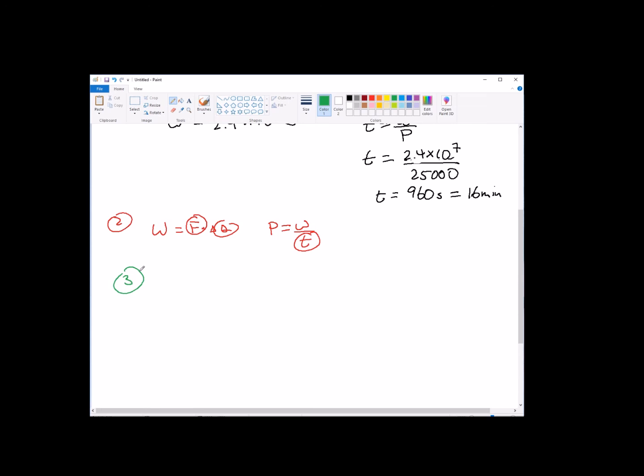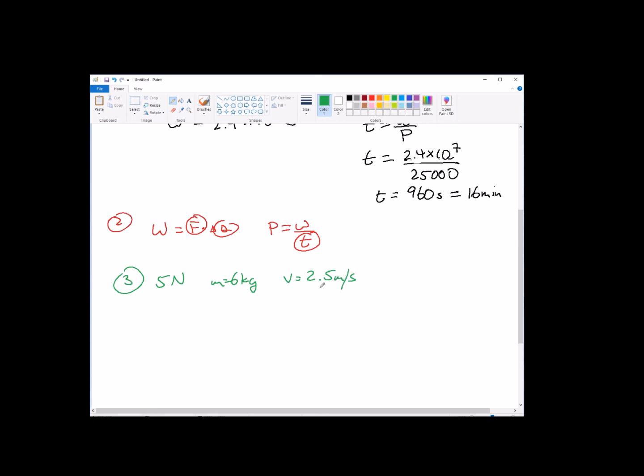A 5 newton force is causing a 6 kilogram object to move on a rough horizontal floor at a constant velocity of 2.5 meters per second. So again, constant velocity means that we have a standard force. The force is parallel to the floor. Calculate the work done in 25 seconds. So we have 5 newtons, the mass is 6 kilograms, and the velocity is 2.5 meters per second.